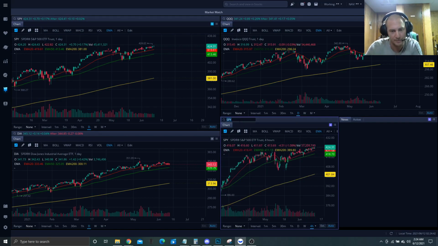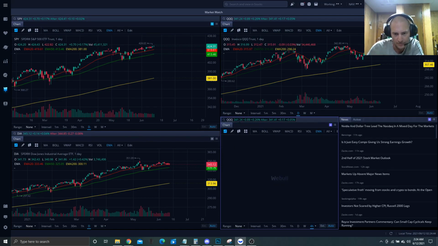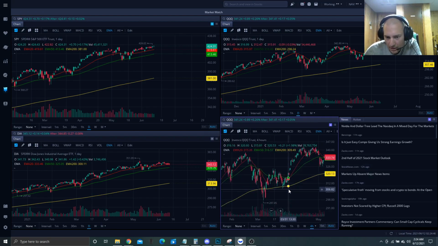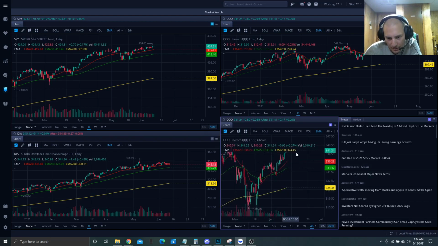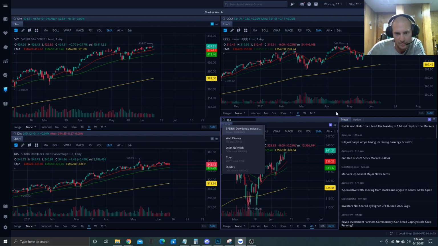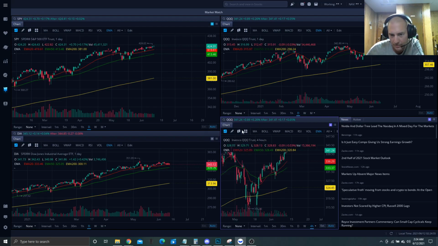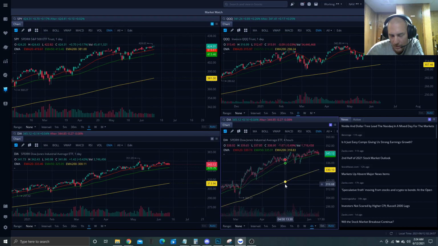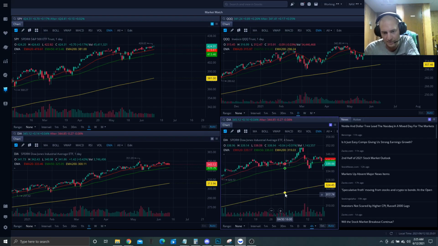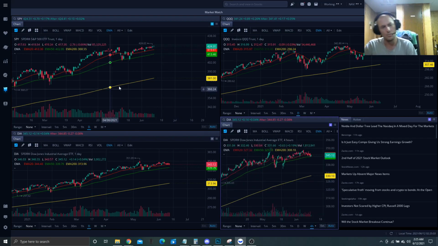Let's check the middle term trends for the QQQ. We can see here, in the middle term, QQQ is going up. All right, let's check the Dow Jones Industrial Average. Once again, middle term, the Dow Jones is pretty well flat, so that's fine also. So basically, we're going to be looking for mostly long plays because we want to trade with the markets, right?